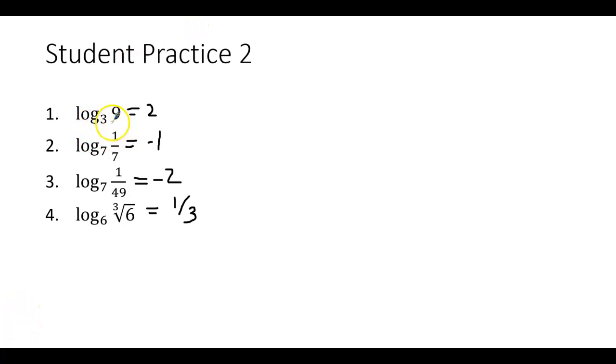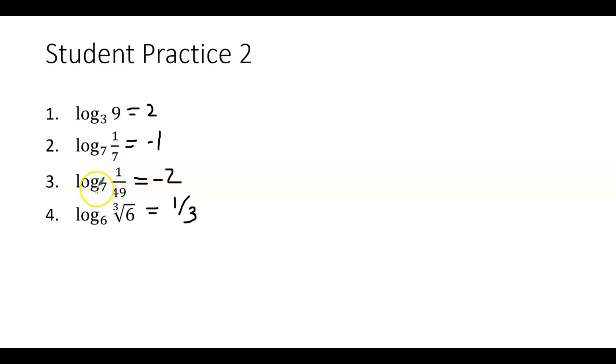All right, so here you go. To what power would you have to raise 3 to in order to get 9? The answer is 2. 3 to the second power is 9. To what power would you have to raise 7 to get 1/7? The answer is negative 1. 7 to the negative 1 power is 1/7.